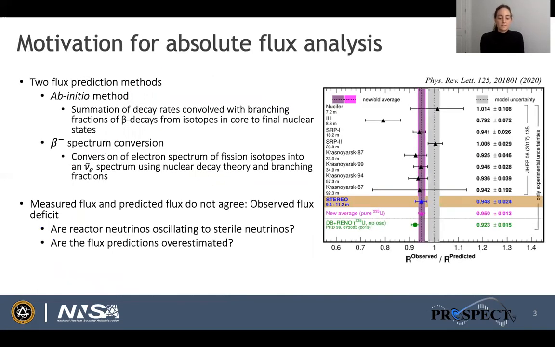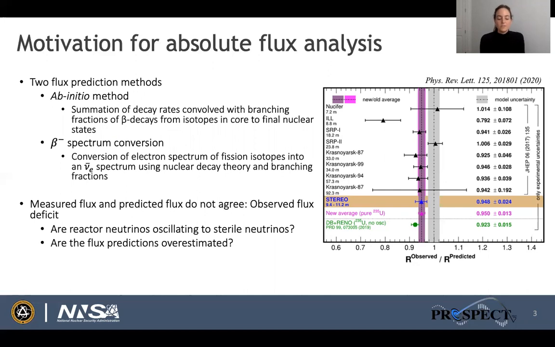Something we can pursue with PROSPECT is a precision measurement of the absolute reactor neutrino flux, and the motivation behind this measurement is very compelling. Essentially, there are different methods of predicting reactor neutrino flux. You could compute the antineutrino spectrum from basic principles, but the lack of isotopic decay information leads to high uncertainty. There's also a second method, where previous measurements were taken of the betas from all fission products in a research reactor, and we convert the beta spectrum to antineutrinos using energy conservation.